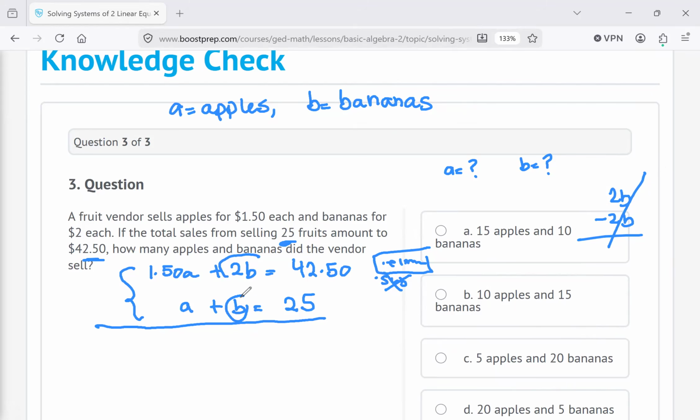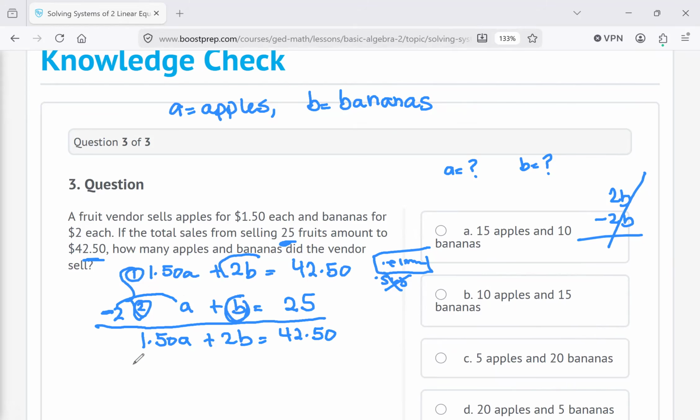I have to make this bottom B into a negative 2B. So how do I do that? Here's equation one, here's equation two. I'm going to multiply the entire second equation by negative 2, and when I say the entire second equation, I mean everything. I haven't done anything with equation one, so I'm going to rewrite it as 150A plus 2B equals 4250. I'm going to distribute this negative 2, because this is the only way I'm going to make this B into a negative 2B.